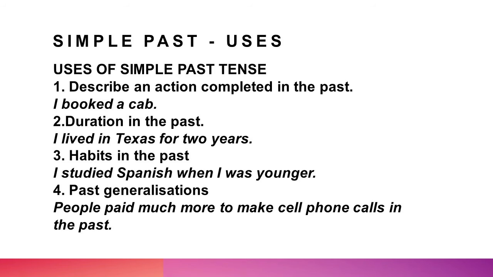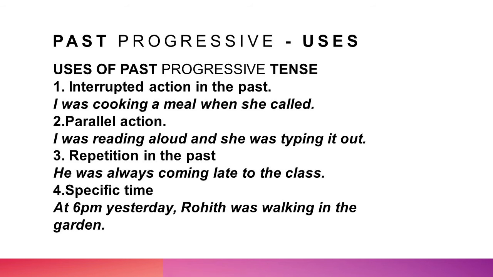How do you use the past progressive tense? To describe an interrupted action in the past. Interrupted action means something that stopped in between. I was cooking a meal when she called, which means that you had not finished cooking the meal and you were cooking a meal when the other thing happened.